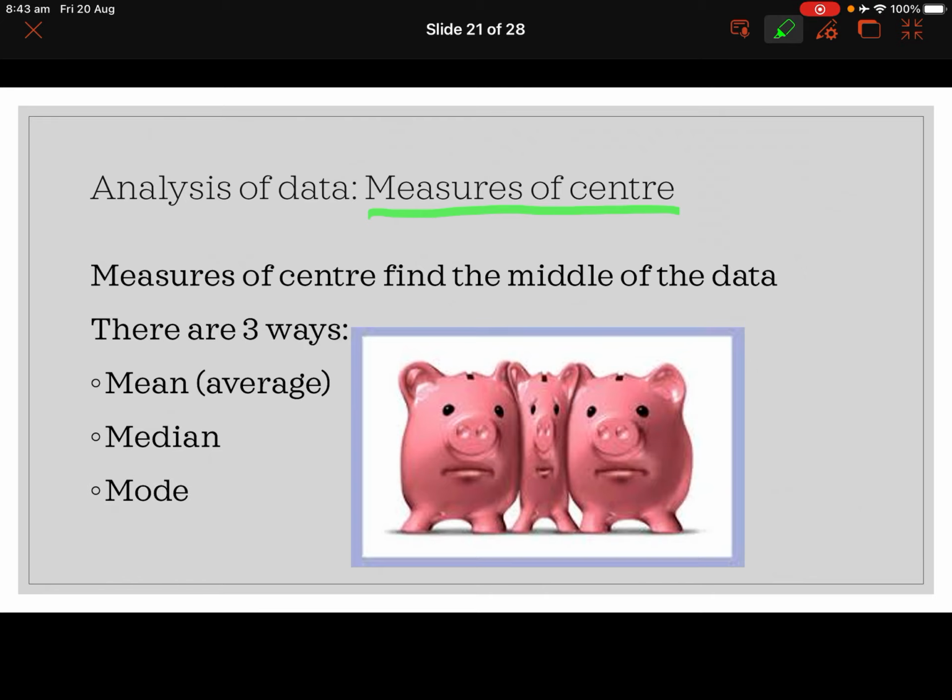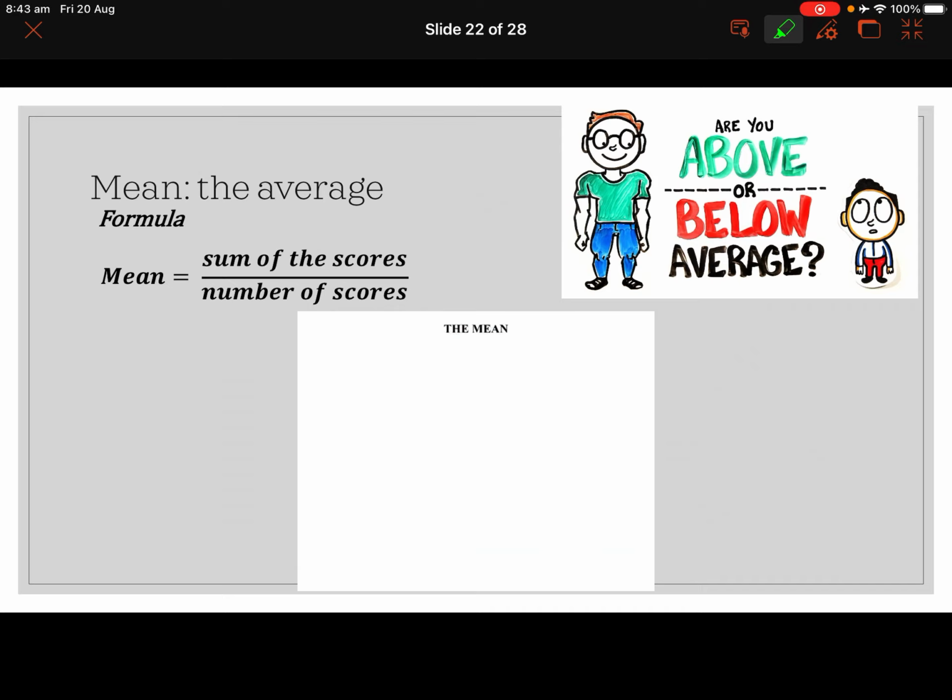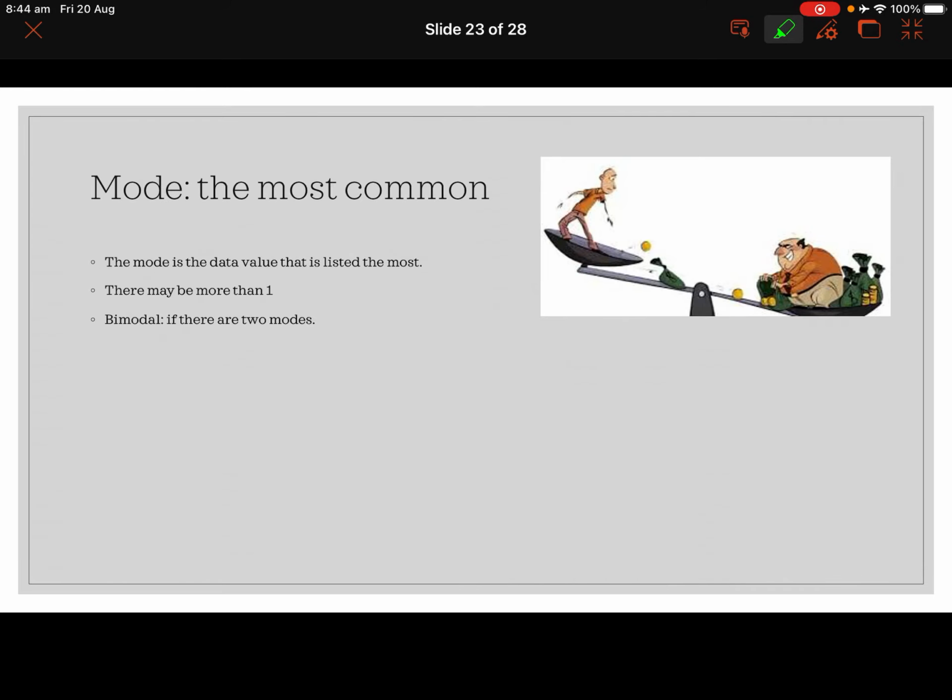All right, so for the mean, or the average. We looked at it just before, but again, it's the sum of all the scores or all the numbers, and you divide by how many numbers there are. All right, there's a video here if you need to look at some more information. Mode, the most common, we've had a look at already. Data can be bimodal if there are two modes. Okay, so let's say the number 4 and the number 9 show up the same amount of times, but the most compared to everything else. That means your data is bimodal. There are two modes.